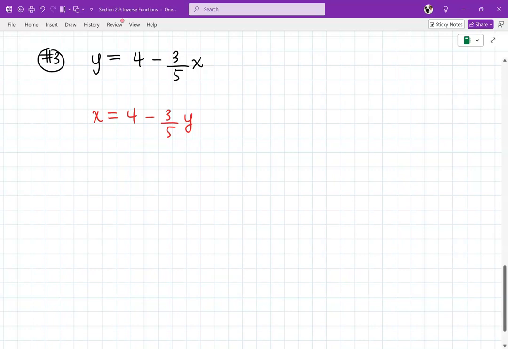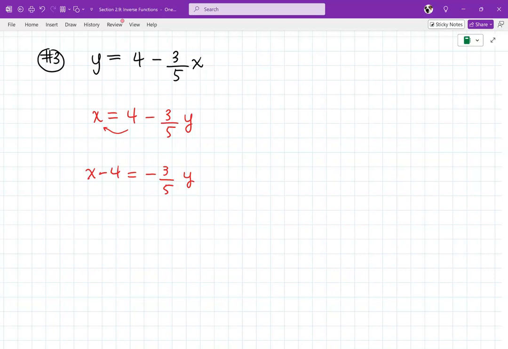Okay, that's step 2. Step 3, start solving for y. So I'm going to move that 4 over to the left side by subtracting it. X minus 4 equals negative 3/5 y. How do I move that negative 3/5 to the other side?